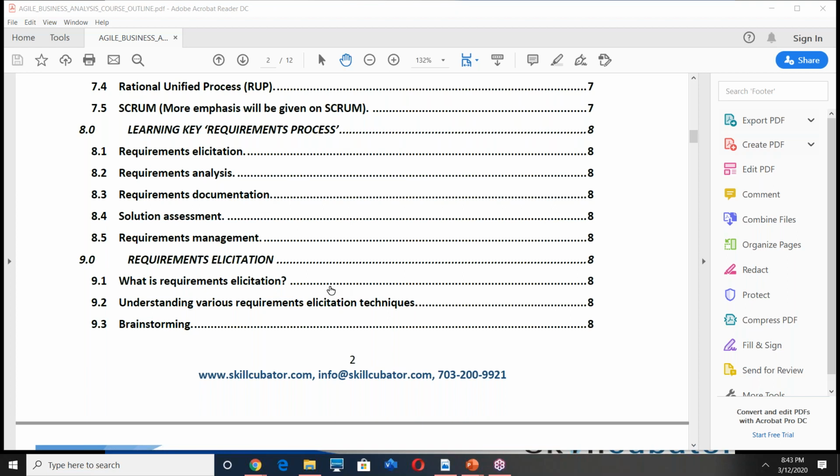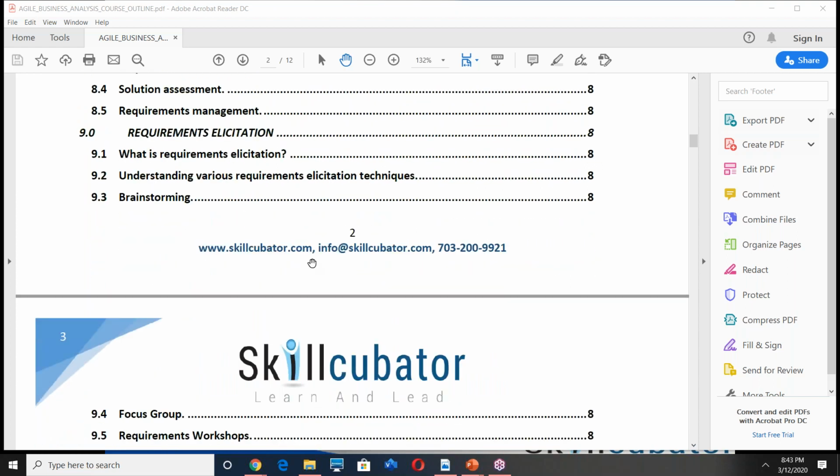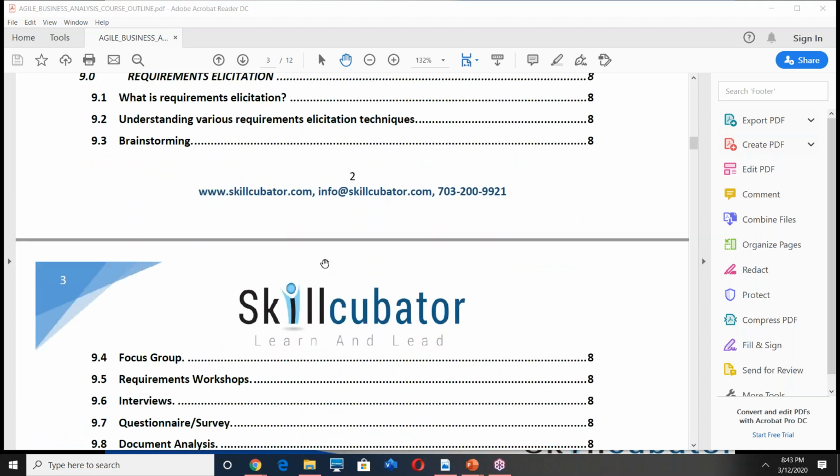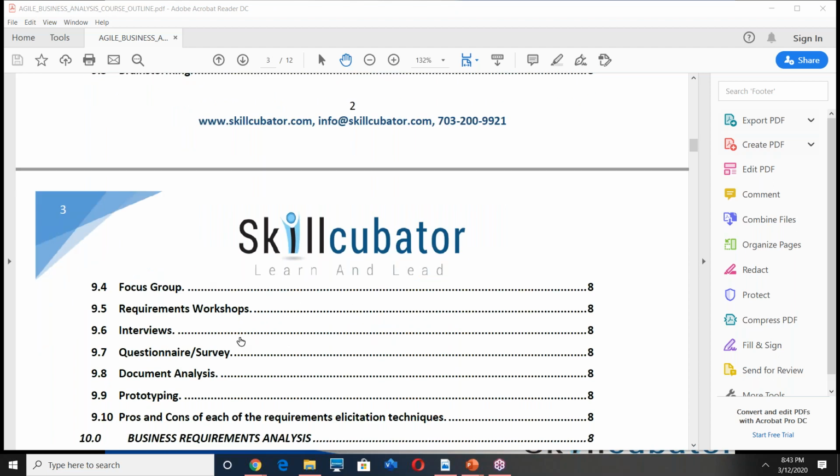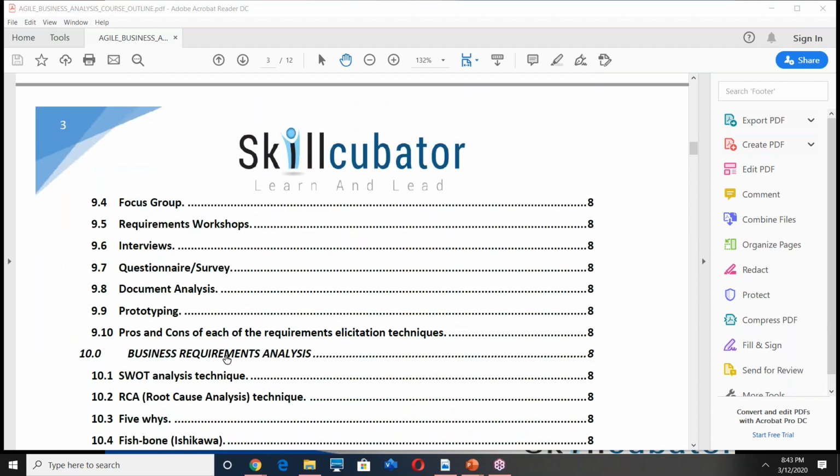So for example, requirements elicitation, we'll talk about the different elicitation techniques a BA can use on a project, ranging from brainstorming, focus group, workshops, interviews, questionnaires, document analysis, prototyping. And we'll also understand the pros and cons of each one of these techniques, so you can know which technique to use in which situation.